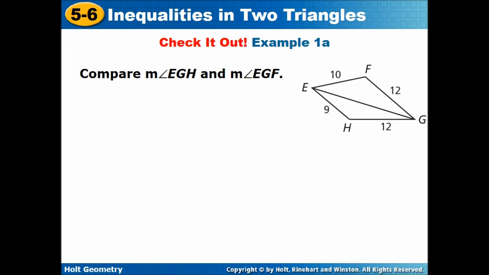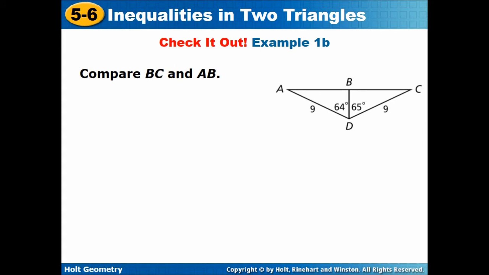Okay, now you're going to check it out. This is a problem you're going to do. You've got a quadrilateral here. It's been split into two triangles. So compare the measure of EGH and the measure of EGF. Tell me what sides and angles should be. And you can stop the video, of course, to do that. And then you're going to move on.